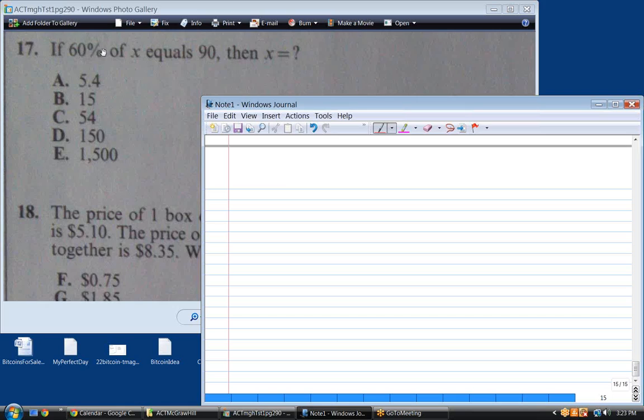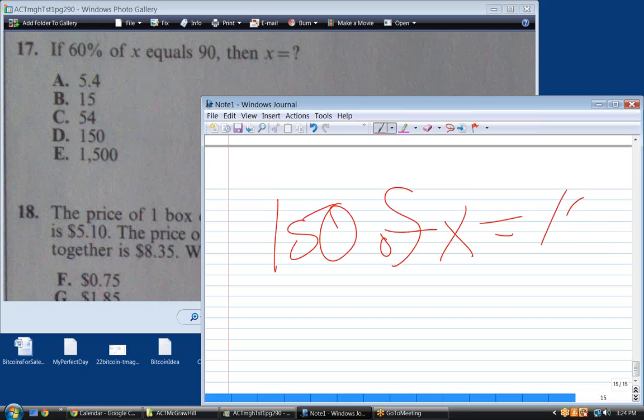But it is important to be able to answer that question. If 60% of a number equals this number, then this number has to be bigger than this number. What if I said 150% of x equals 100? Does x have to be bigger or less than 100? It has to be less than... Yeah, exactly.